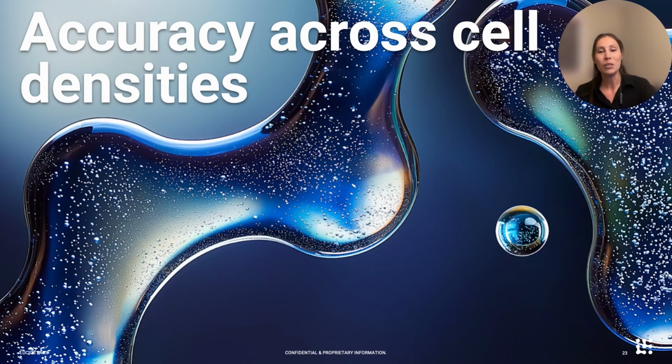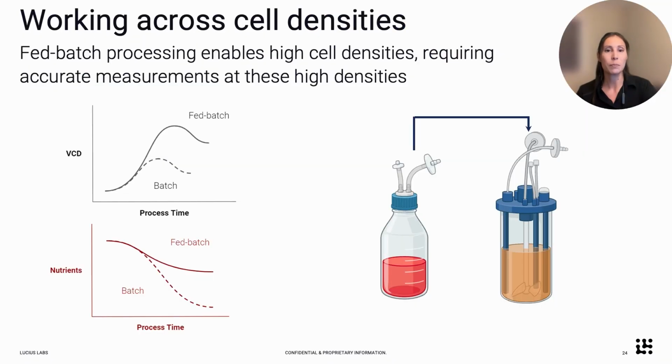All right, moving on to the last part of the talk, we'll focus now on the accuracy of the machine across cell densities and how we are able to use it in fed batch modalities. So working across a lot of cell densities enables, of course, different challenges, as very high cell densities can sometimes be challenging to accurately measure. And so in our case, we work a lot with fed batch processes, which of course can reach very high cell densities. And this requires accurately measuring at these high cell densities.